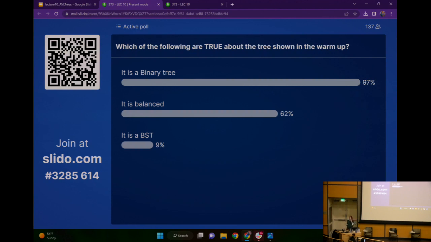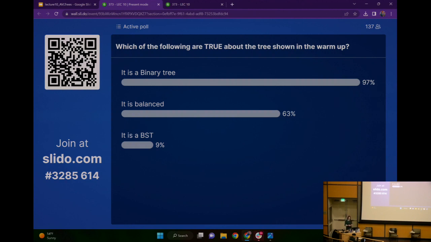But in this particular context, it is a binary tree, which means every node must have at most 2 children, but it can have 0 children. That would make it a leaf. So I agree with 97% of you. Yes, our example was a binary tree.